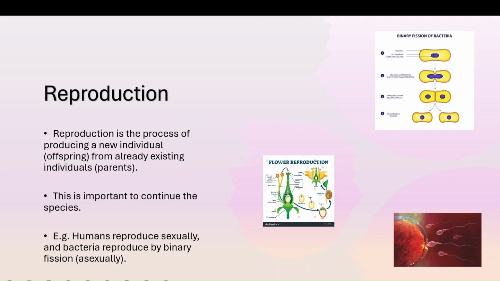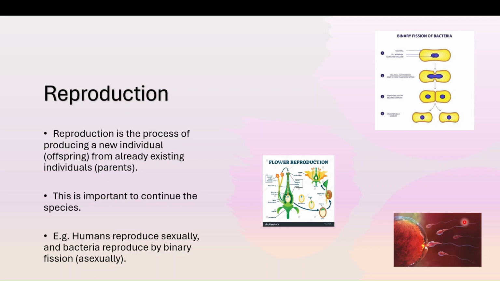Reproduction. Reproduction is the process of producing a new individual, an offspring, from an already existing individual, which are parents. This is very important to continue their species line. And there are two types of reproduction. There is sexual reproduction, in which two parents, here a sperm and an egg, contribute genetic material to create a new individual. Asexual reproduction happens when one organism clones itself.